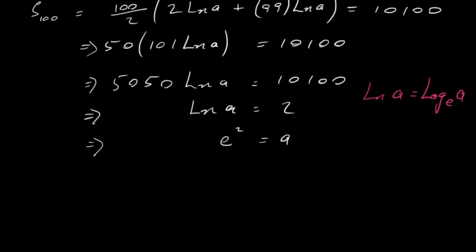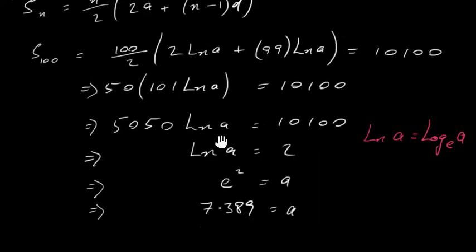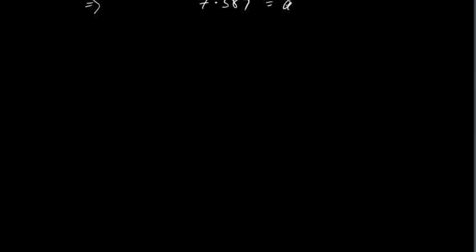E to the power of 2, if you do that on your calculator, you should get A here should be equal to 7.389. In other words, if you put 7.389 in here, here, here, here, and so on, all the way up along, and do all the logs, you will get 10,100. Okay, so that's the third part of our question. So let's look at the fourth part of the question then.